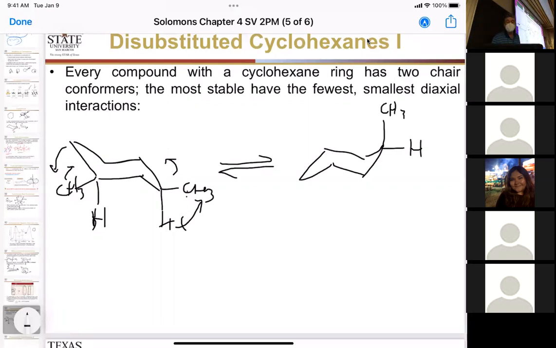It doesn't go anywhere else. And this one right here tilted up too. So this one, CH3, is up here, and this hydrogen is sticking out. So now our hydrogens that were axial position are now equatorial. And now our methyl groups that were equatorial are now axial. Which one's more stable?